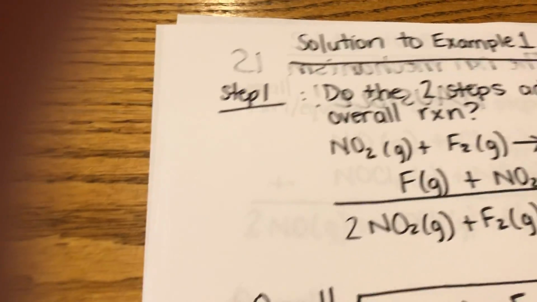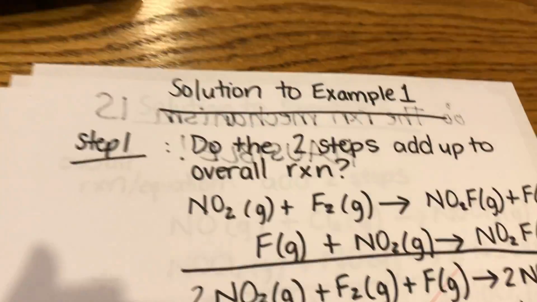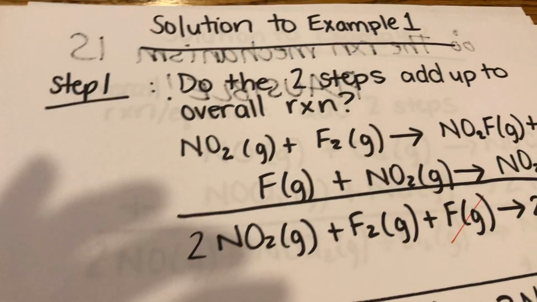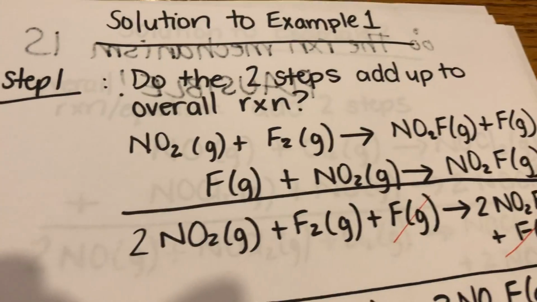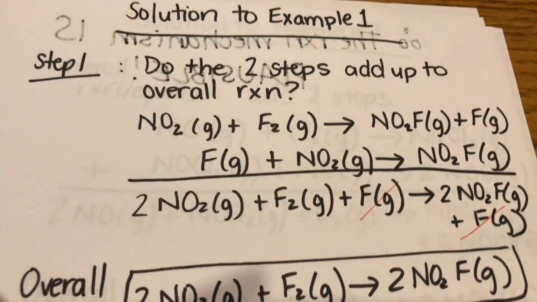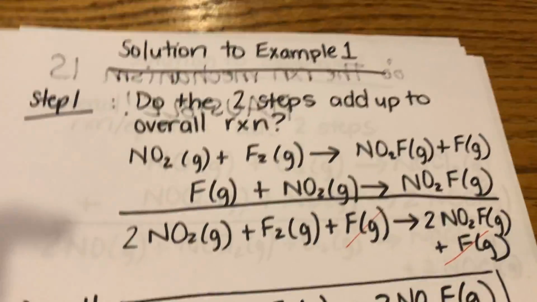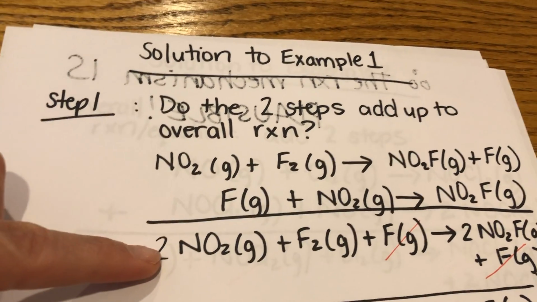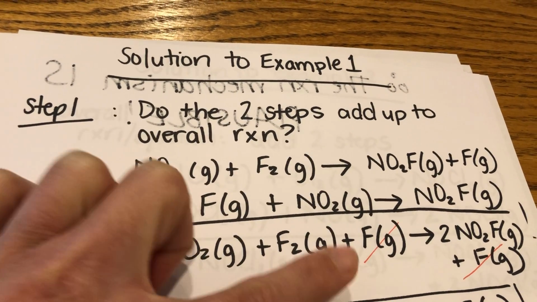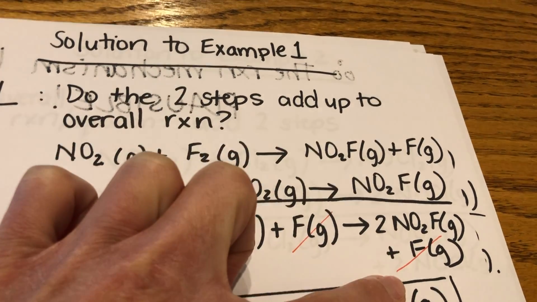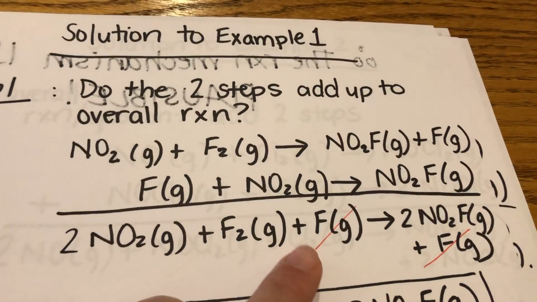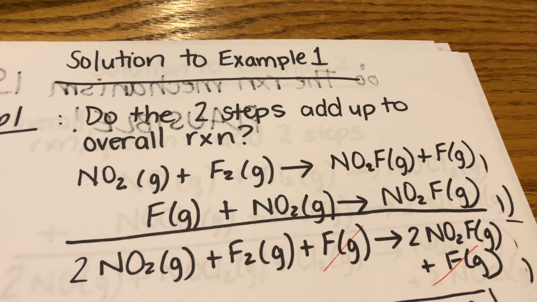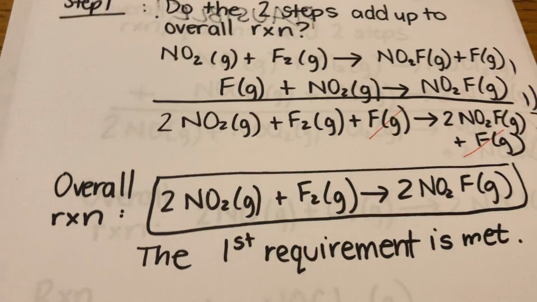Okay, so solution to example number 1. Step 1, do the 2 steps add up to the overall reaction? What I did is I took the 2 steps that were given in the question and I simply added them up using Hess's law. So I added up all the reactants here. NO2 plus NO2 gets me 2NO2, F2 plus F, and then I added up all the products. Notice with my red pen, I crossed off the ones that are in common, and those are called reaction intermediates.